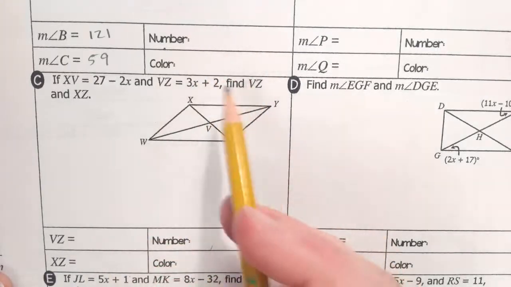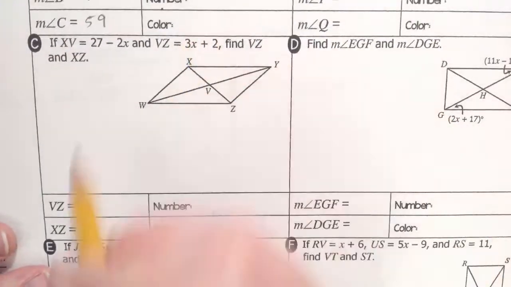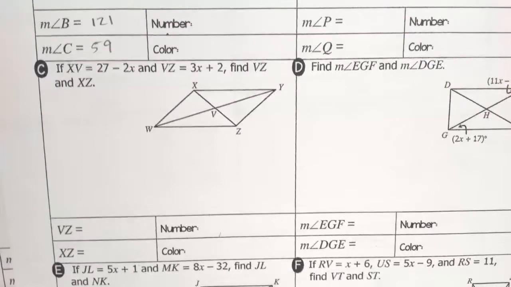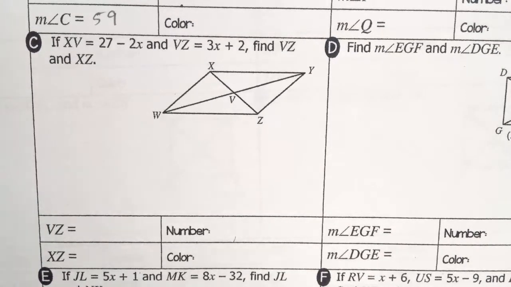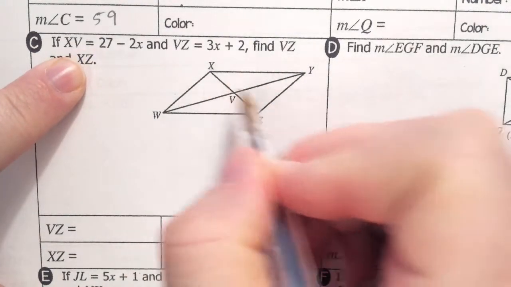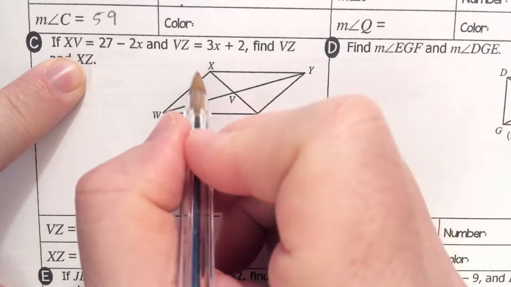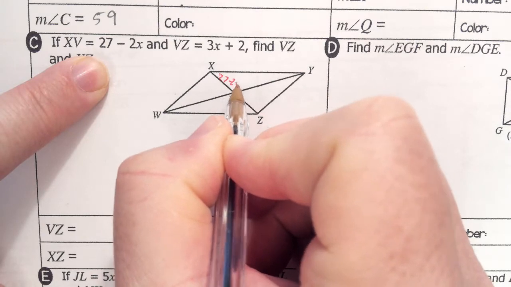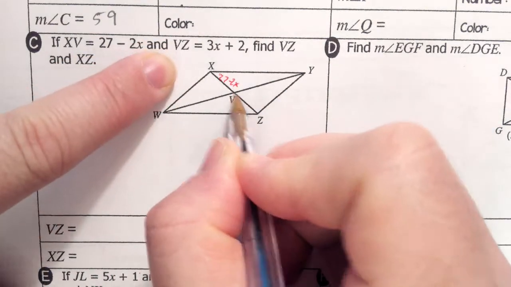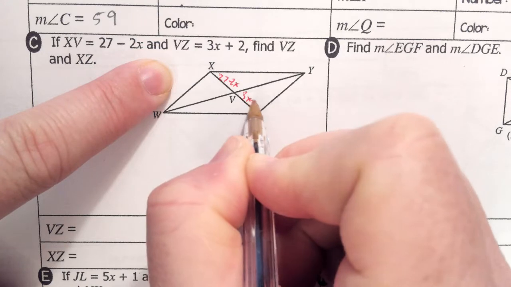We're not coloring anything, so we're just going to skip that part. C is still a parallelogram because that was the list up here. Looking at this, for C, they gave us these side lengths. They said that X to V is 27 minus 2x, and V to Z is 3x plus 2.